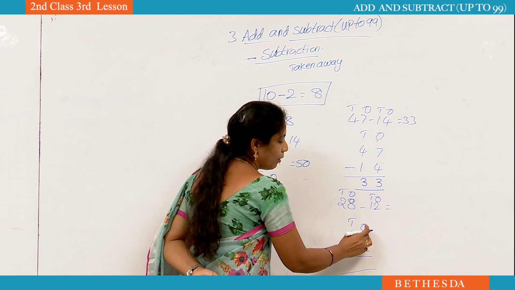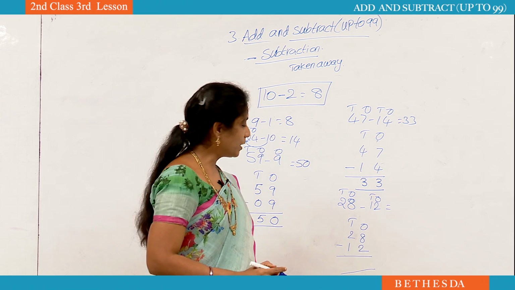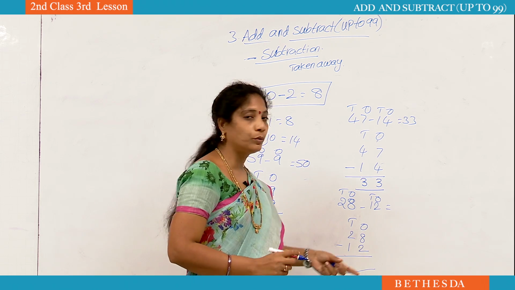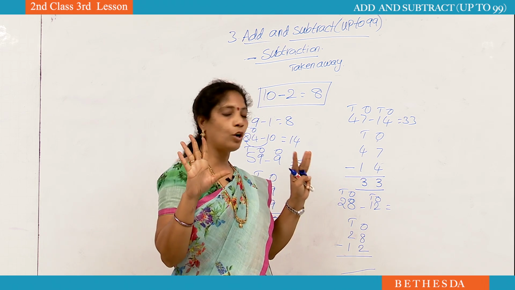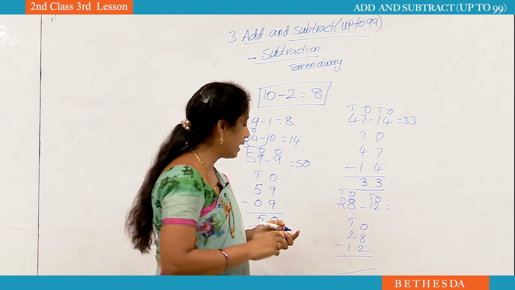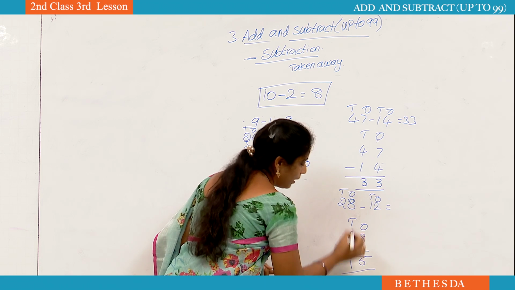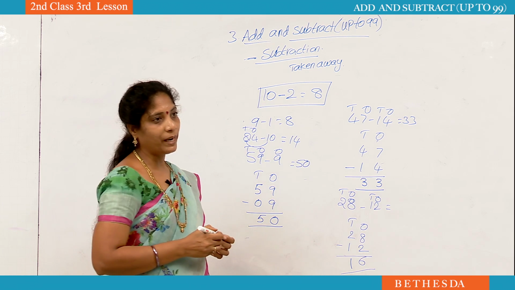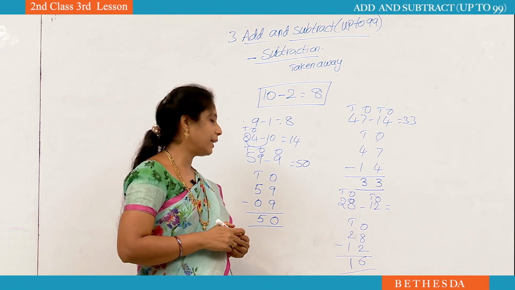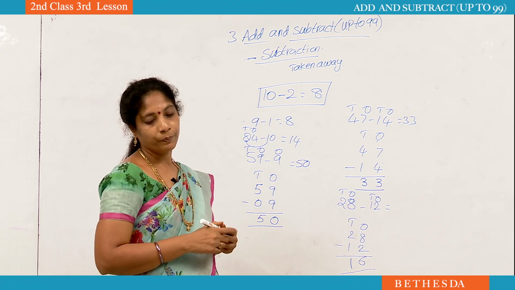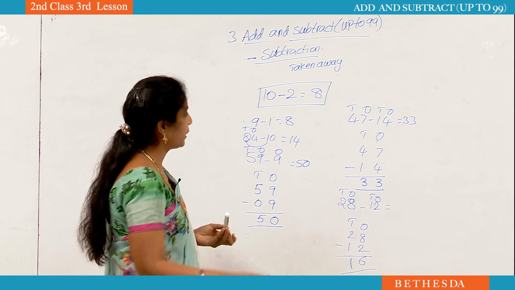Do subtraction. Ones place. What are the ones place numbers? 8 minus 2. Take 8 fingers, close 2. Now remaining number is 6. Go to tens place. 2 minus 1 is 1. Why? Because if you subtract 1 from any number, we will get that number's before number. Like that you have to do subtractions.